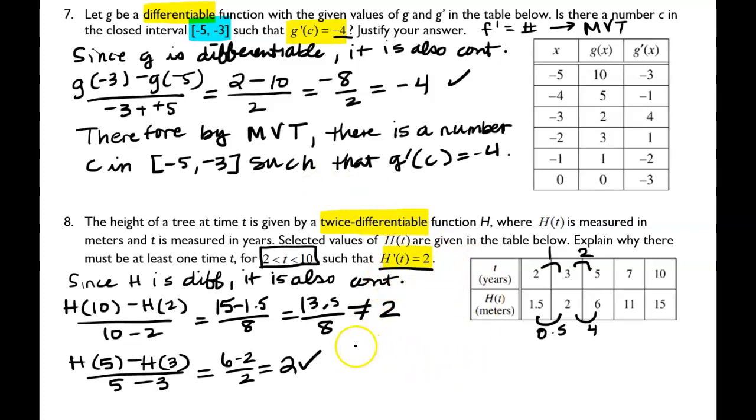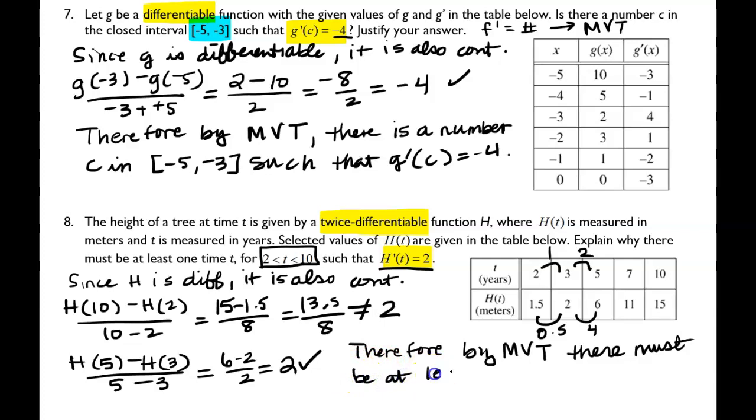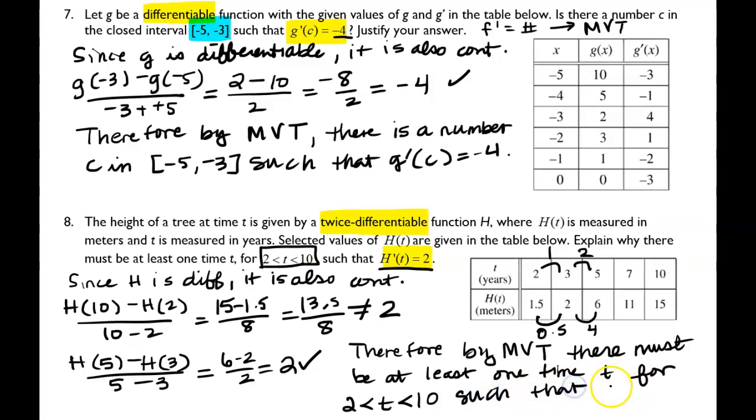So we can say, therefore, by MVT, there must be, and I'm going to repeat this language, there must be at least one time t for t between 2 and 10. And you could even say between 3 and 5. I know it would have to be there, such that h prime of t equals 2. So you do have to reinforce that conclusion there.